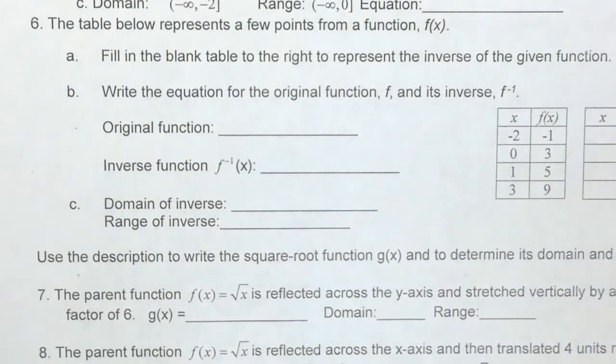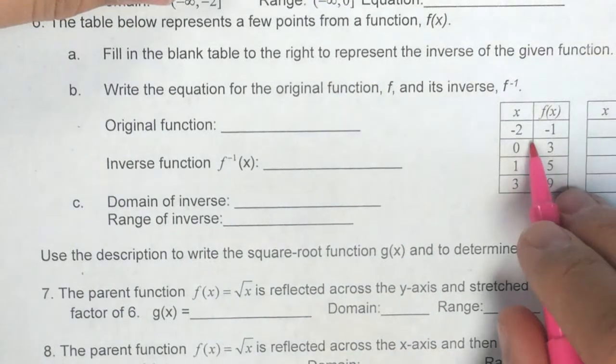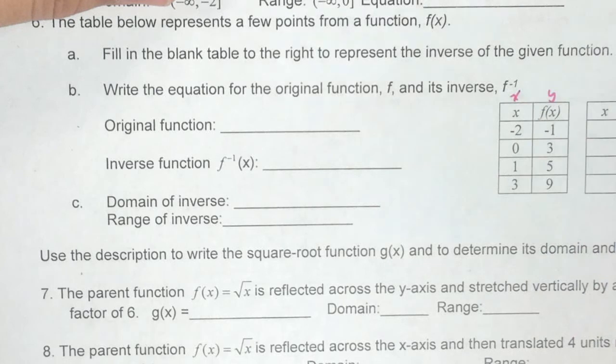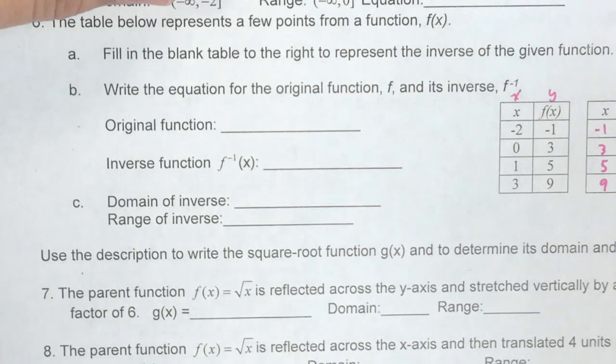6. The table below represents a few points from a function f of x. Fill in the blank table to the right to represent the inverse of the given function. Alright, inverse, we switch x and y. This is my x, this is my y. So I switch these, so I have -1, 3, 5, 9, -2, 0, 1, 3.